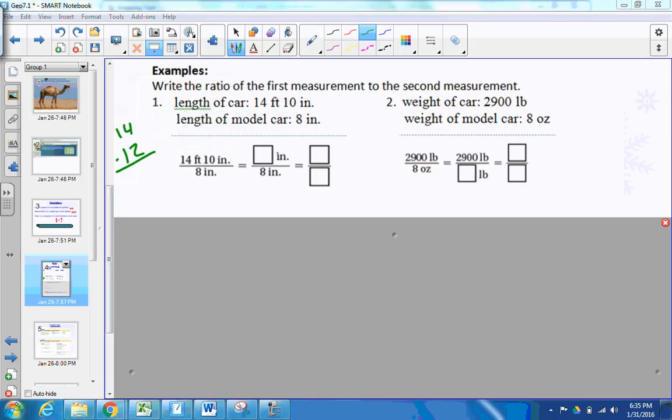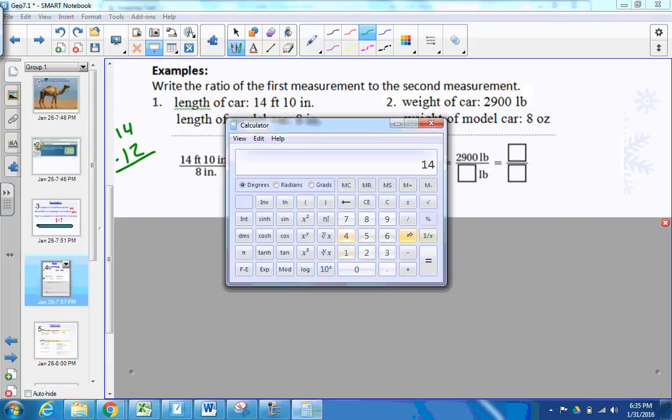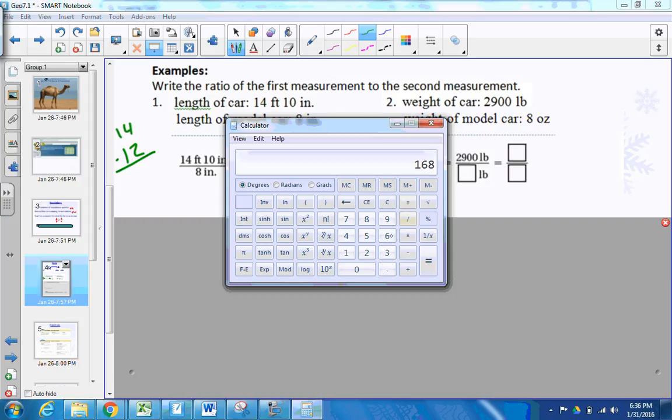I'm going to grab my calculator so I don't get it wrong. 14 times 12 is going to be around 168. Then you add 10 to that, so it's going to be 178 inches over 8 inches. So those are the two comparing numbers. Now we also have to write it in simplest form. So if we divide by 8, we'll see if that'll work out.